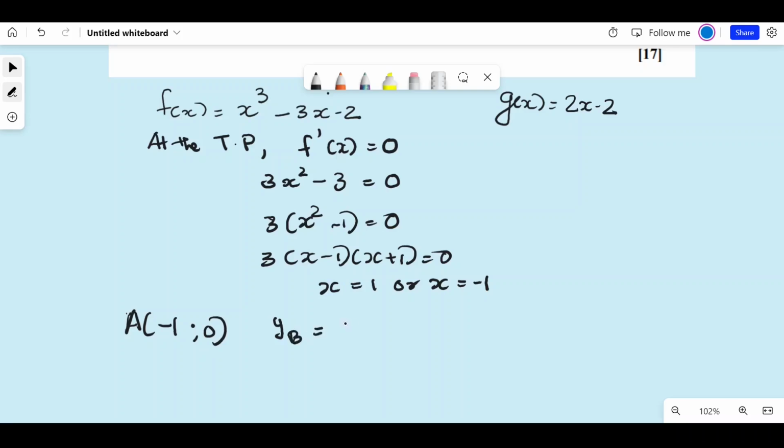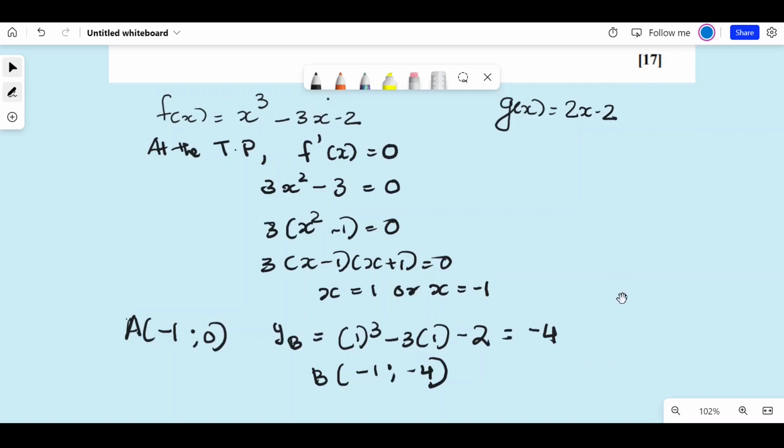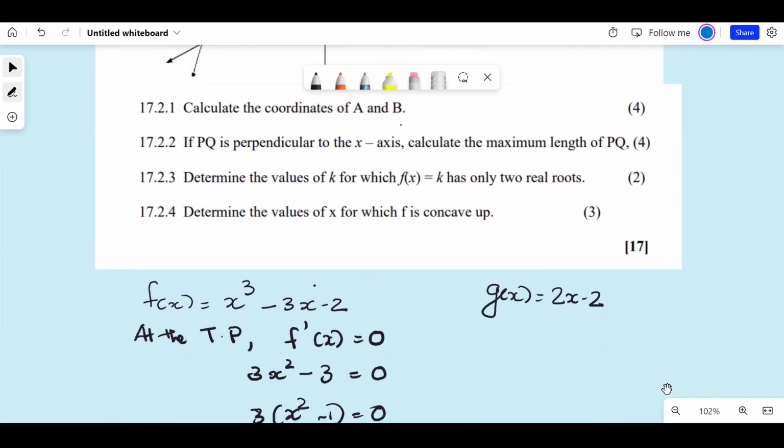So for the y-coordinate, in f of x you give x equal to 1. 1 cube minus 3 times 1 minus 2. It's minus 4. So the coordinate of B is going to be 1, negative 4. So these are the coordinates of A and B. We finished that 4-mark question now.